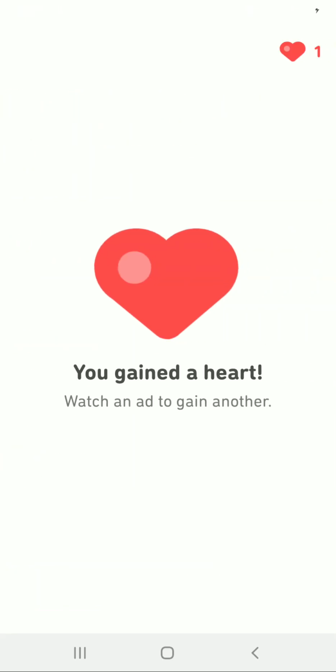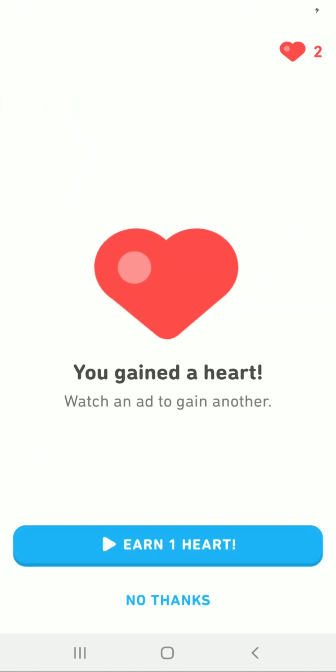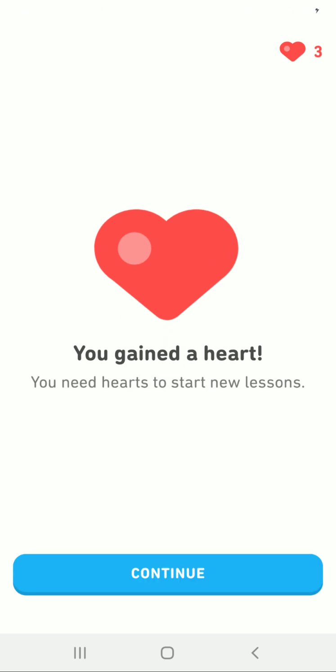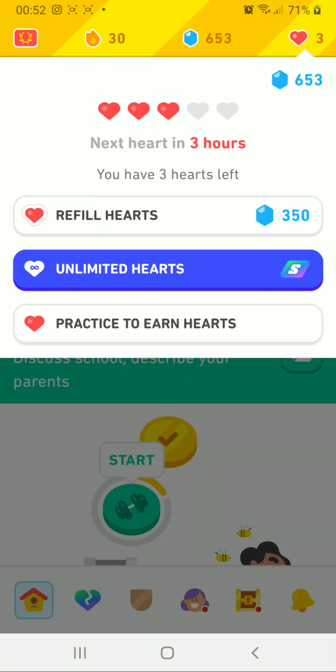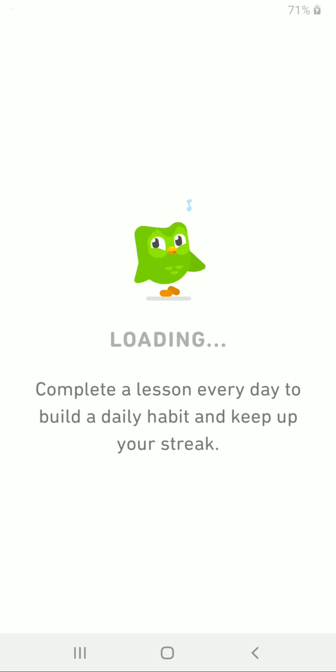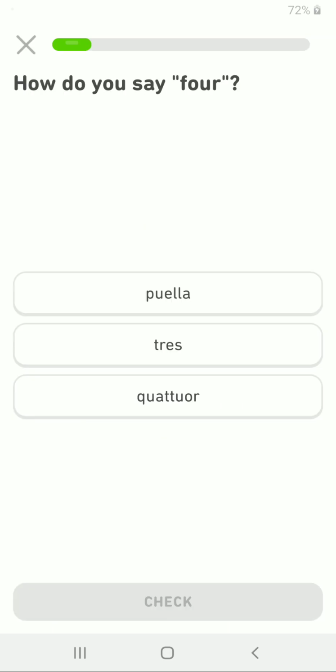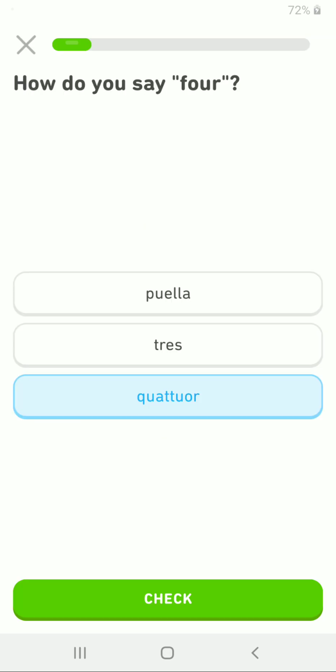So welcome back, and here is another heart. I will pause again because I have to watch this. This will help to quickly get another heart. Okay, great guys. So we already have got 3 hearts, and we'll continue with practice. Let's see how much Latin we remember. Complete the lesson every day to build a daily habit and keep up your stride. So that's exactly what we're trying to do.